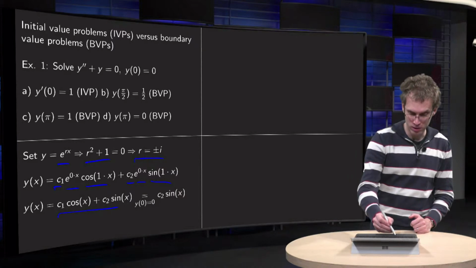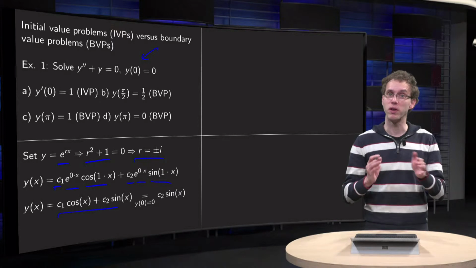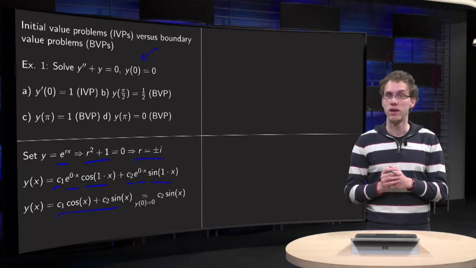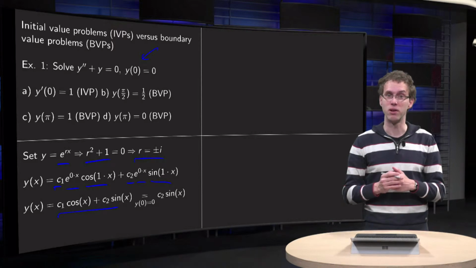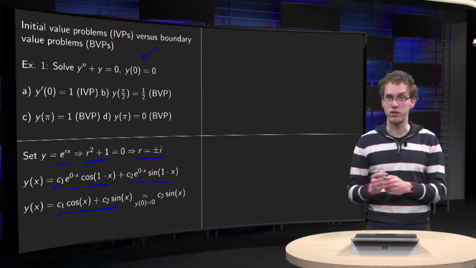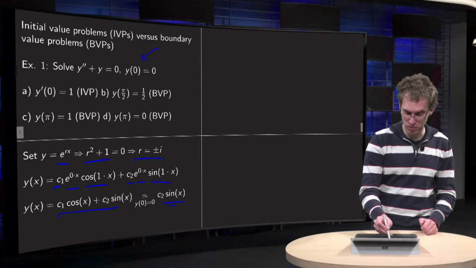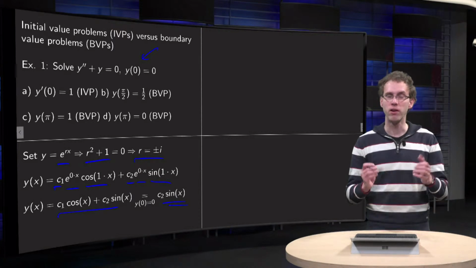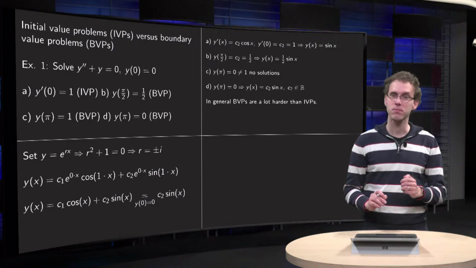Plug in this condition they have in common, y of 0 equals 0. That yields c1 times cosine of 0, which equals 1, plus c2 times the sine of 0, which equals 0. So c1 plus 0 equals 0, or c1 equals 0. So we are only left with c2 times the sine of x. Okay, so far so good. Now the different conditions come into play.